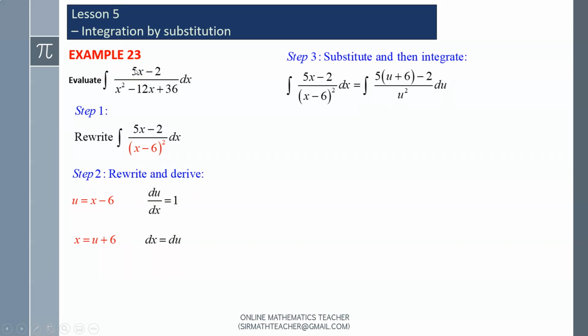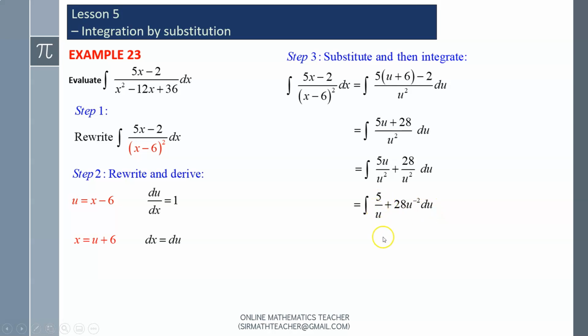So here we have 5x, so x is replaced with u plus 6. x take 6 becomes u. So x take 6 squared becomes u squared. So expand the numerator and simplify. So you have 5u plus 28 over u squared. You can now divide each of those terms by u squared. And you end up with the integral of 5 on u plus 28u to the negative 2 du.